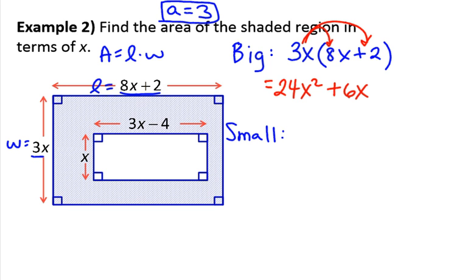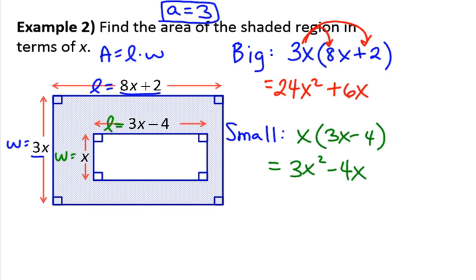So the small one has the same length here, not the same length, but that same side is the length, and then the width here is x. So now, again, I'm going to do the monomial first, which is x times 3x minus 4. Distribute, and we get 3x squared minus 4x.